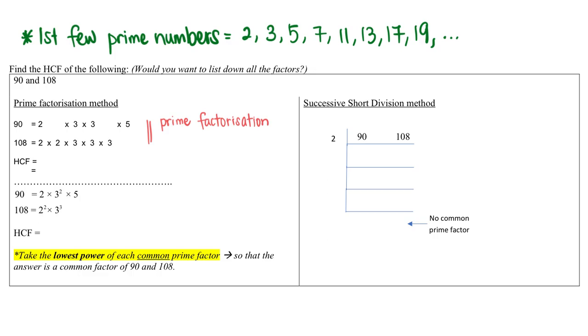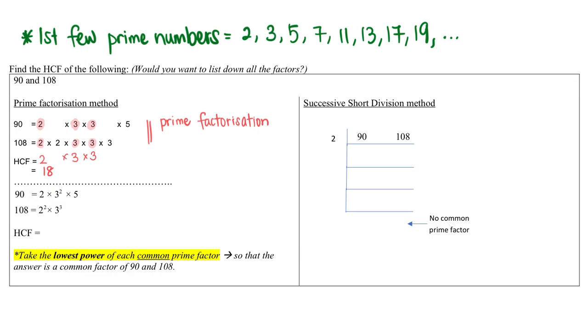Then, because it is a common factor, we just need to list out and find all the common prime factors. 2 times 3 times 3, and this will give me a value of 18, and 18 will be the answer.